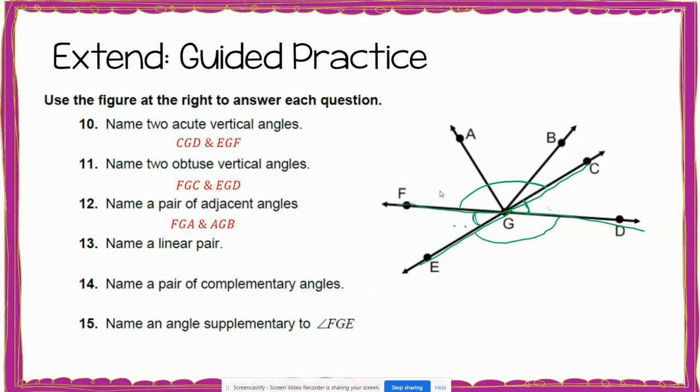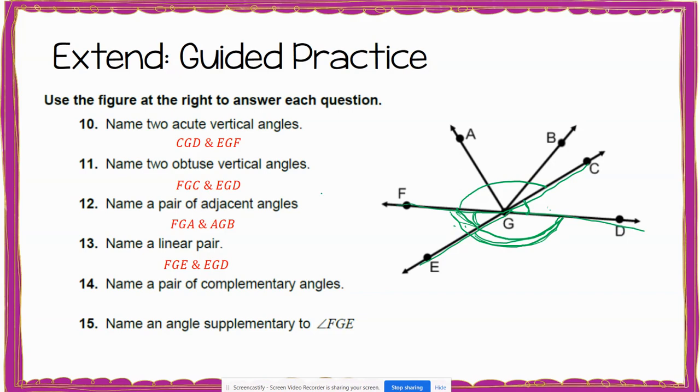Number thirteen says name a linear pair. Now, when you see that word linear, that means a pair that makes a line. So FGE and EGD together form a line because if I look at FGE, that's right here, and then EGD is right here. Well, together they make this one line that goes from F to D.